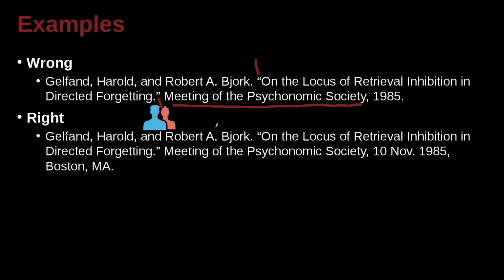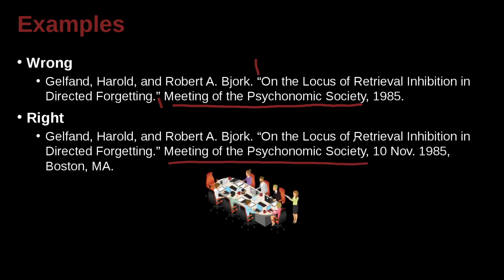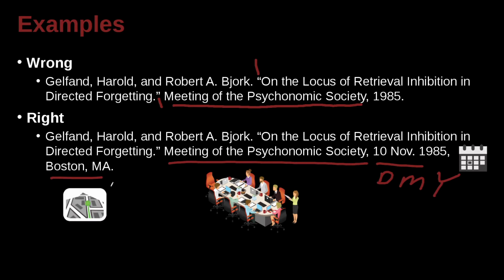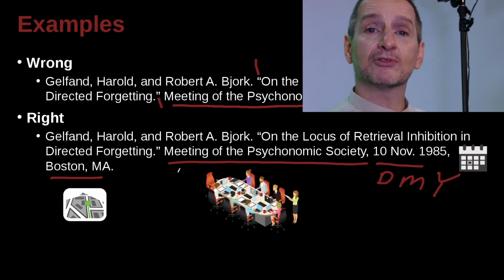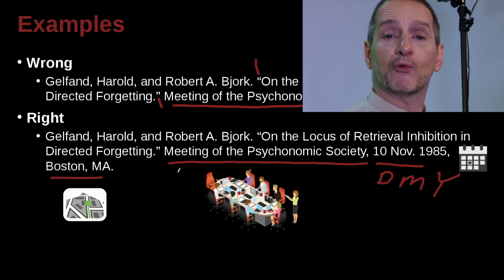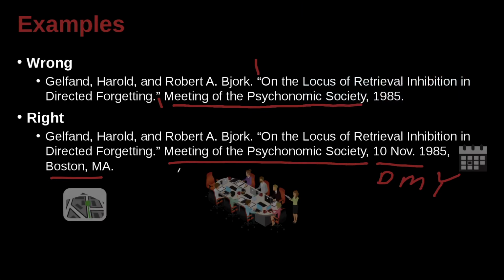So we have the authors, and then we have the title of the paper that was presented, and then we have the name of the conference, of the get-together, whatever that is. And then we have the exact date, and we use the day, month, and year to lay that out. And then we have a location, Boston, Massachusetts. So in this way, we can allow the reader to narrow down the scope and find out where this actually came from. Very helpful.